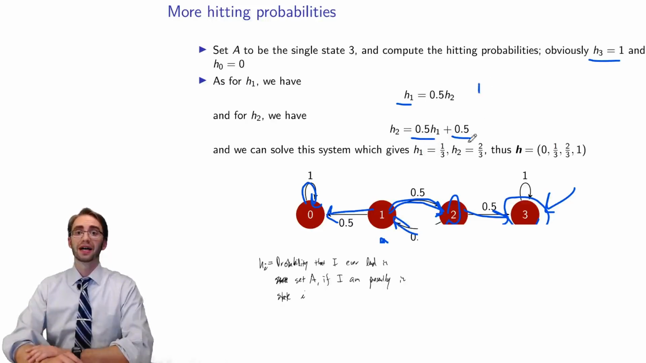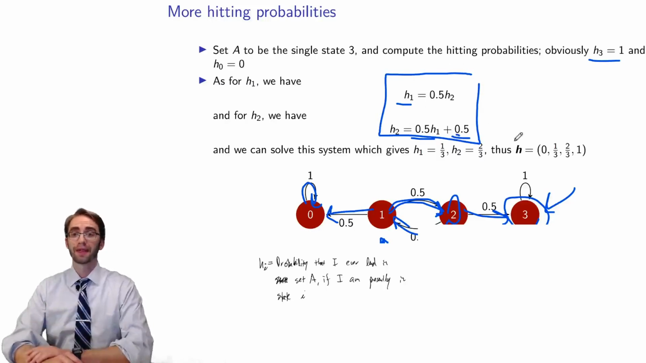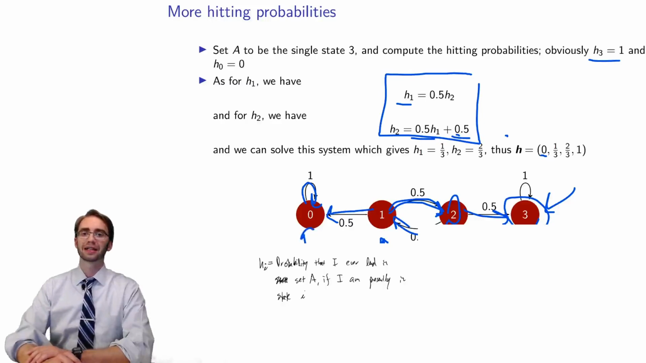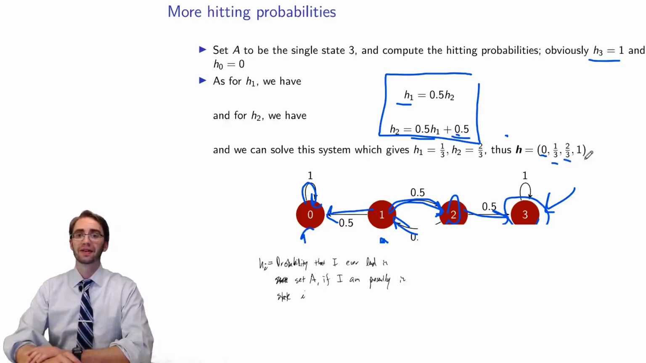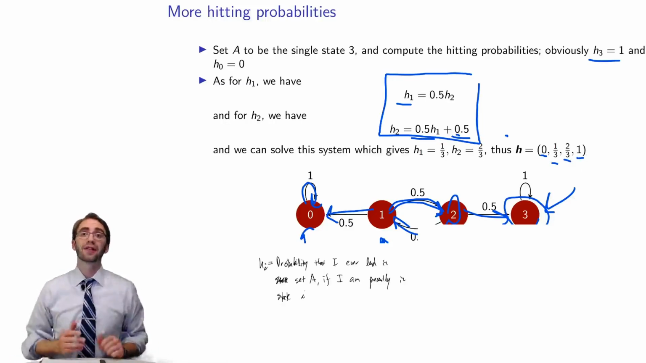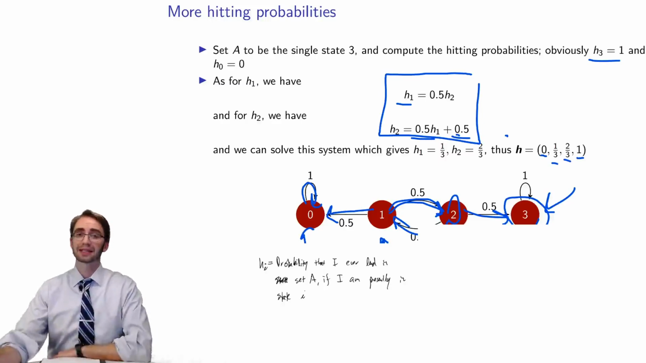So now I've got 2 equations and 2 unknowns. h1 equals 0.5 h2, and h2 equals 0.5 h1 plus 0.5. I could solve for those, and if I did that, I'd get this system here. Obviously, h0 is 0, because if I'm in state 0, I'm never going to land in state 3. Whereas if I'm in state 1, then there's a 1/3 probability of ever landing in state 3, a 2/3 probability of ever landing in state 3 if I'm in state 2, and then obviously a 1 over here. So that's another example that we were able to solve by reasoning this out.